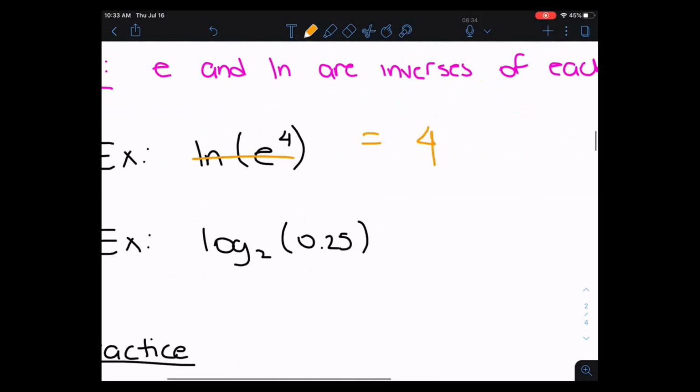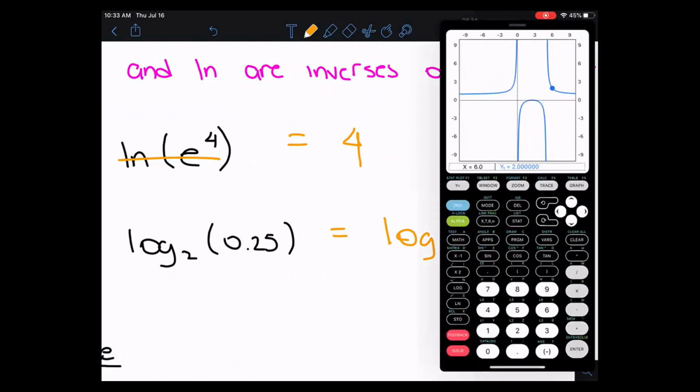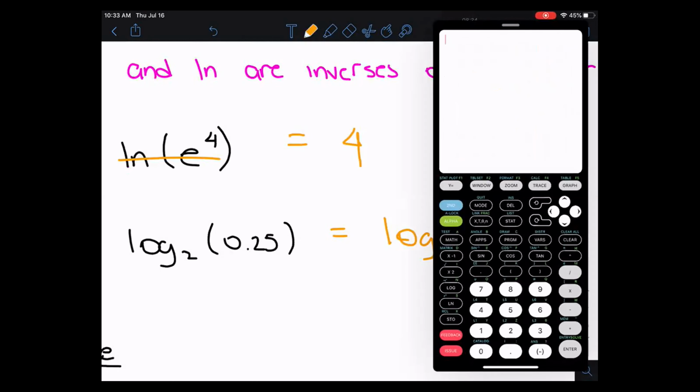And I didn't do an example where you have a decimal. So log base 2 of 0.25 is the same thing as log base 2 of 1/4. That's from the information about fractions. 0.25 is the same thing as 1/4. If you aren't too sure, you can plug it into your calculator if you feel comfortable with that: plug in 0.25, hit math, hit fraction, hit enter, enter, and that's 1/4. So that's how you can find that out.